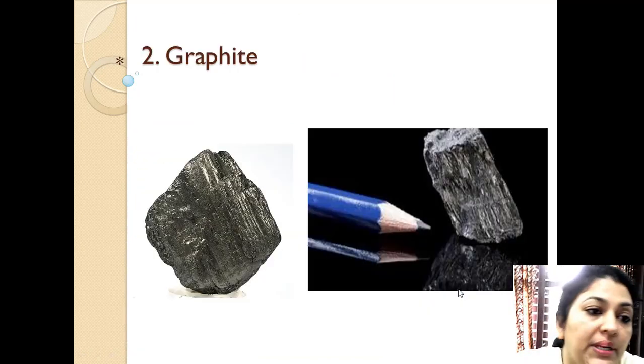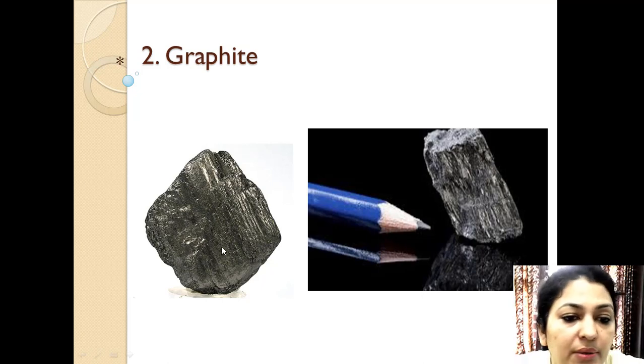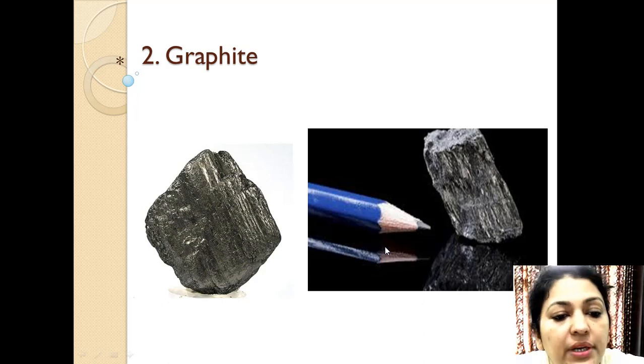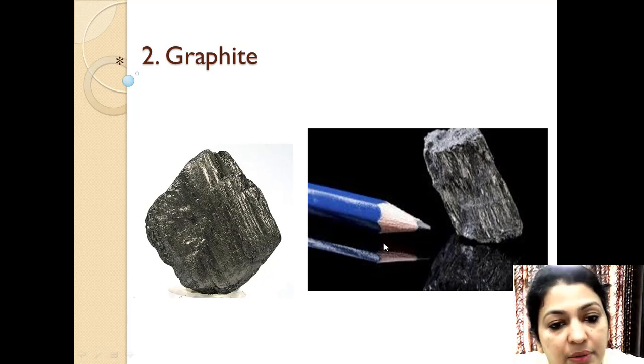Now we will move to graphite, the second allotrope of carbon. See here, you can see a black or grayish colored solid. Now you are very familiar with graphite. Every day in the school you are using pencils, right? The lead of the pencil, see here, is made with graphite.